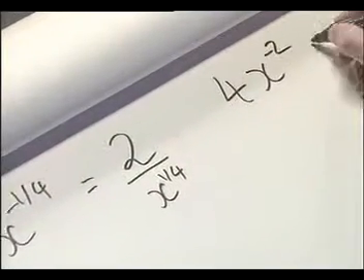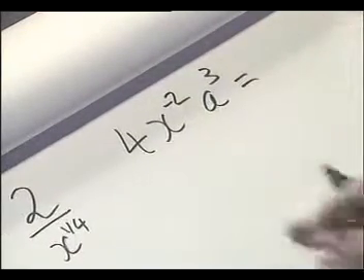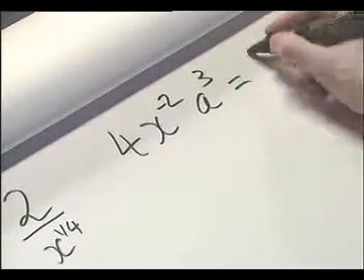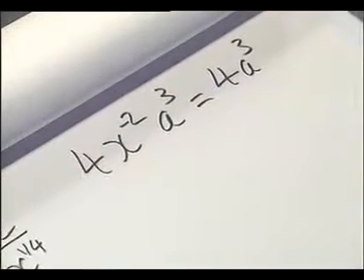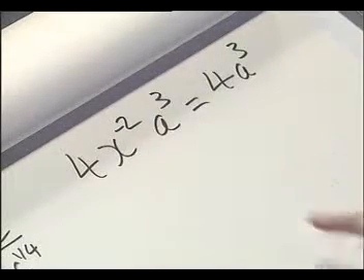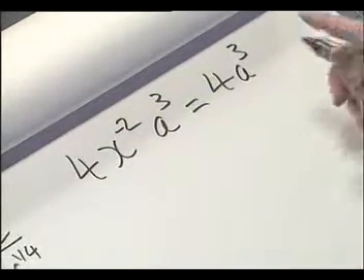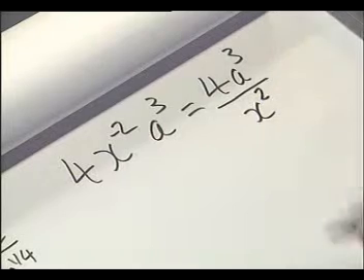4x to the minus 2a cubed. Well, nothing wrong with the 4 and nothing wrong with the a cubed. They're perfectly normal, so they stay as they are. X to the minus 2. A minus in the index, and so that means 1 over. So it's 4a cubed over x squared.